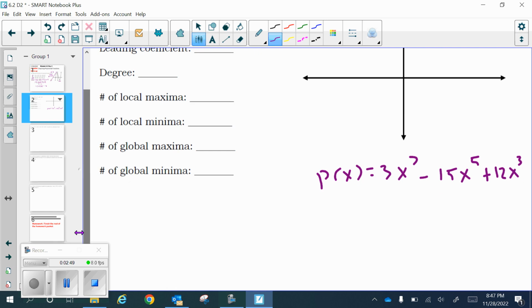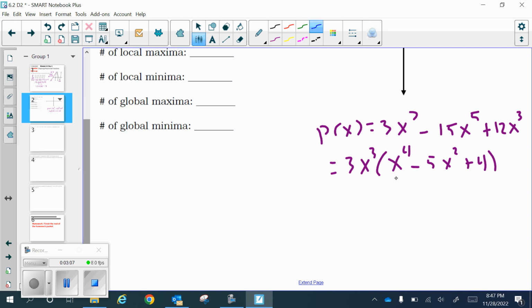When it comes to factoring polynomials, the very first thing you always want to do is look for a GCF. With all of these, I see that I have a GCF of 3x cubed. When I factor that out, I'm left with x to the 4th minus 5x squared plus 4. But I'm not done yet. I still need to factor this part. x to the 4th minus 5x squared plus 4 actually factors into (x squared minus 4) times (x squared minus 1), and we'll bring down that GCF that we pulled out.